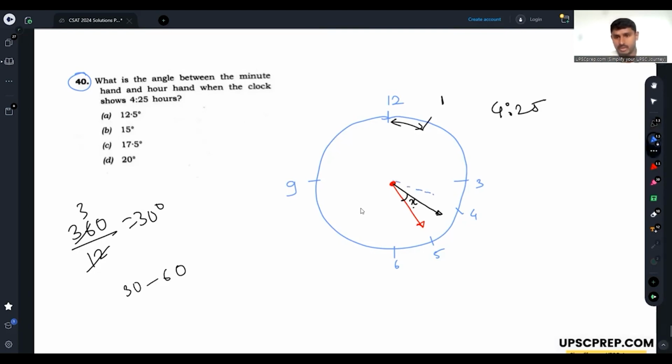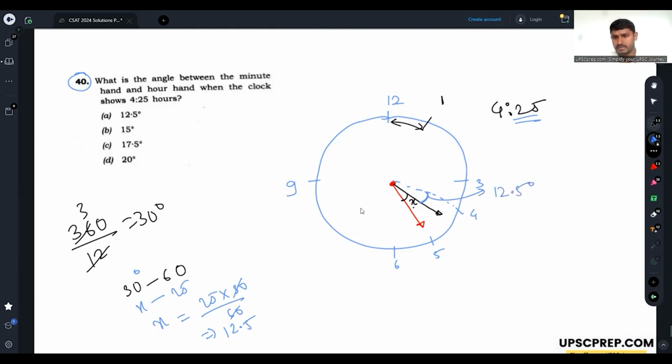So how much angle will be covered in 25 minutes? Because we have 25 minutes covered. So 30 degrees is covered in 60 minutes, so the angle covered in 25 minutes will be, let's say, x. What will be the value of x? It will be 25 into 30 divided by 60. So this will be 12.5. मतलब ये जो angle है that has been covered, this is 12.5 degrees, right?